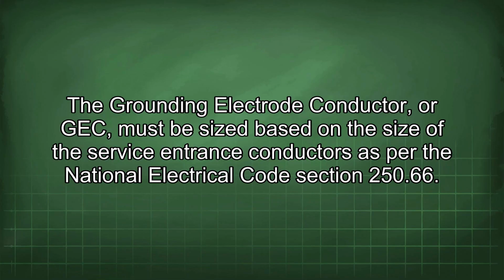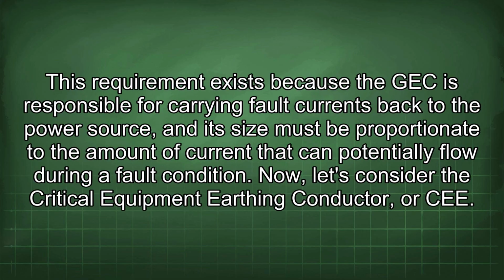The grounding electrode conductor, or GEC, must be sized based on the size of the service entrance conductors as per the National Electrical Code Section 250.66. This requirement exists because the GEC is responsible for carrying fault currents back to the power source, and its size must be proportionate to the amount of current that can potentially flow during a fault condition.